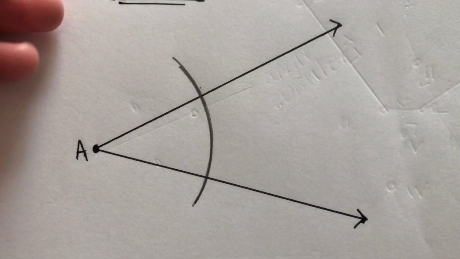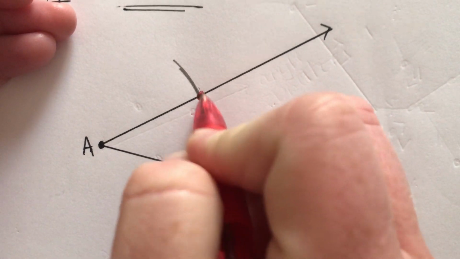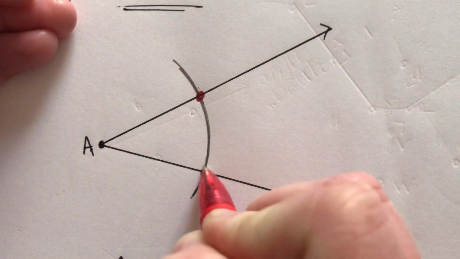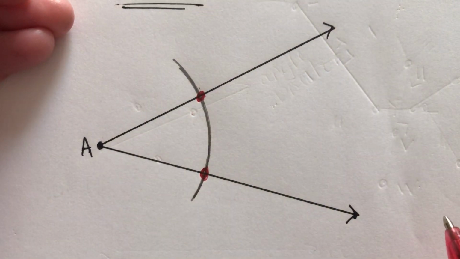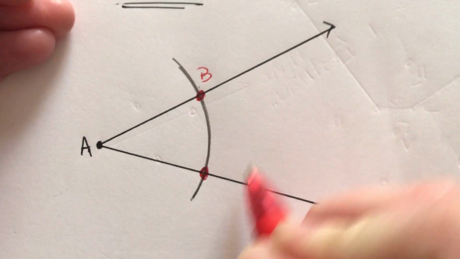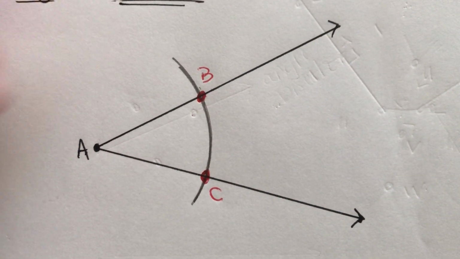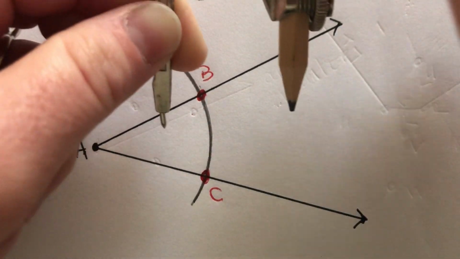Okay, and so where that arc crosses my angle, those 2 points of intersection, those are important. I'm going to label those. So I'm going to call this one B, and I'm going to call this one C. Okay, so I'm going to take my compass. I haven't changed anything yet.